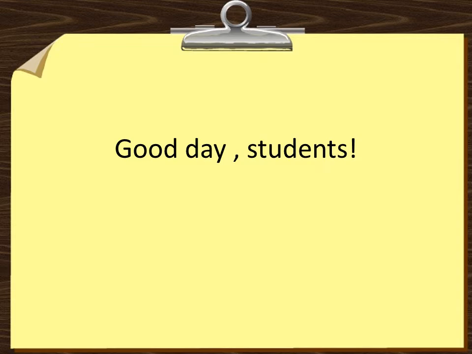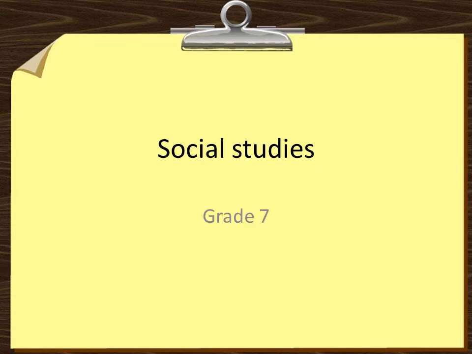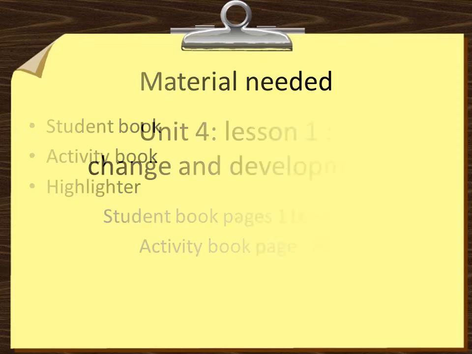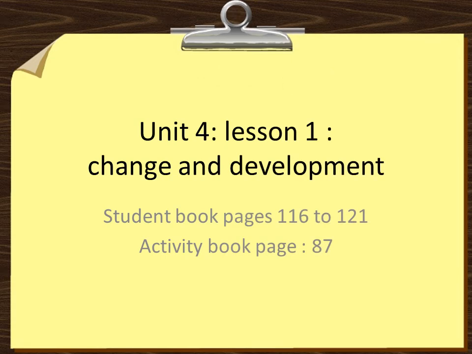Today I'm going to discuss with you our social study lesson for grade 7. I need you to have your student book, activity book, and highlighter. Unit 4, Lesson 1, Change and Development, Students Book, page 116 to 121. And I want you to have your activity book, page 87.